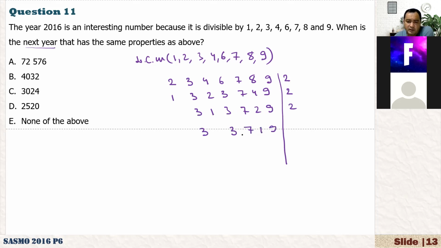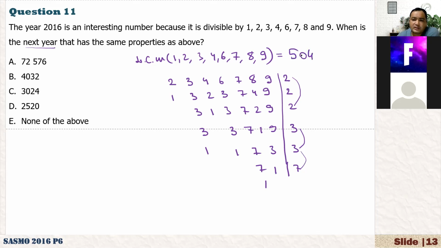Okay, we don't have any even number. The next prime number is 3. So here we have 1, 1, 7, 3. By 3, it is 7, 1, and by 7, it is 1. Anyway, the product of these numbers gives us the least common multiple of those numbers. That is 8 times 9, 72. 72 times 7, it is 504. So that's equal to 504, right?